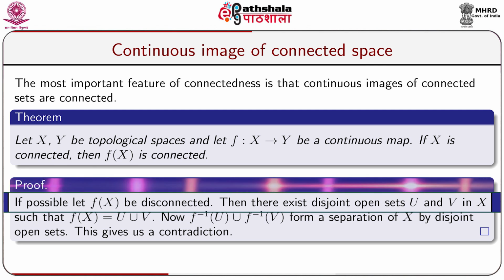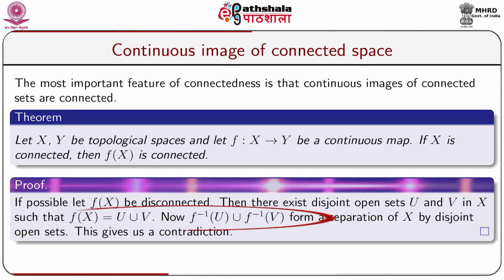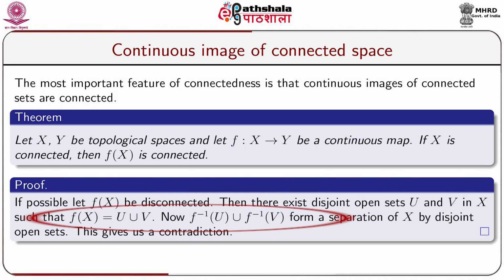If possible, let f(X) be disconnected. Then there exist disjoint open sets U and V such that f(X) is equal to U union V. Then f inverse of U and f inverse of V become non-empty disjoint open subsets of X whose union is capital X. That means that capital X is disconnected. This gives us a contradiction. Hence, the continuous image of a connected space is connected. With this generalization of the intermediate value theorem, that is, the continuous image of a connected space is connected, we end this module. Let us pass to the next module.